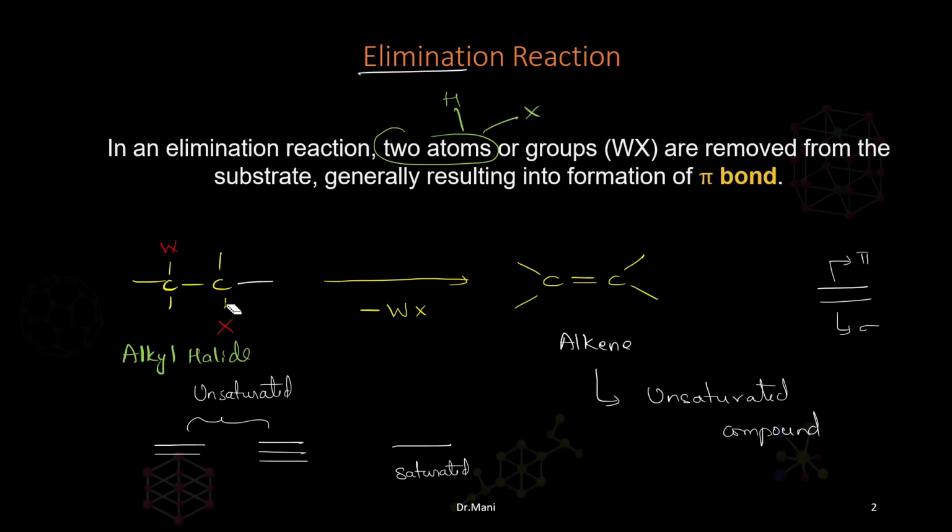An alkyl halide turns into an alkene. A saturated compound turns into an unsaturated compound. So that reaction is called an elimination reaction. In the elimination reaction, a pi bond will be formed, as pi electrons are involved.